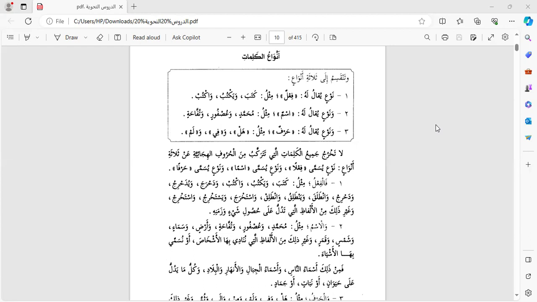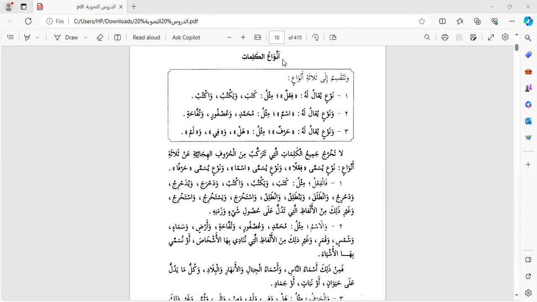Today, inshallah, we are going to start together النحو علم النحوي, which is the syntax. علم النحوي علم ضروري جدا في اللغة العربية. The science of نحو is a very important science in Arabic, that through it, inshallah, we are going to know and understand the Arabic language. So today, inshallah, we have the first lesson, and it speaks about أنواع الكلمات, which means types of words.